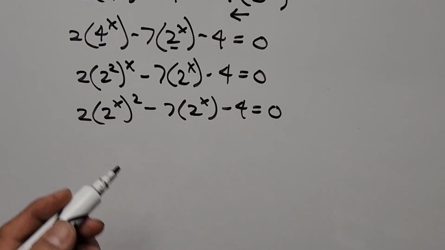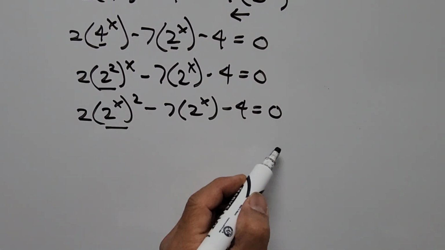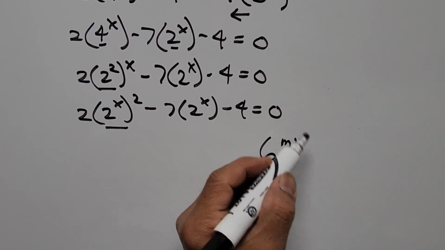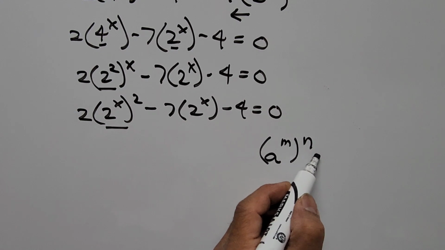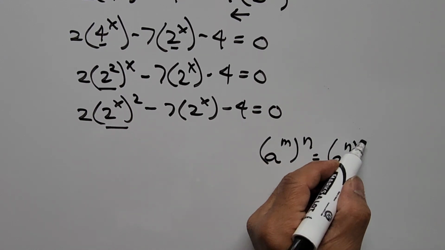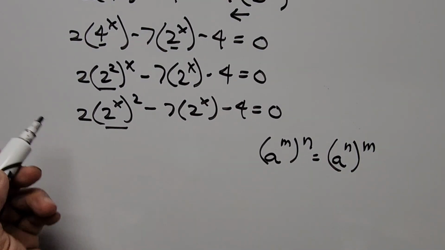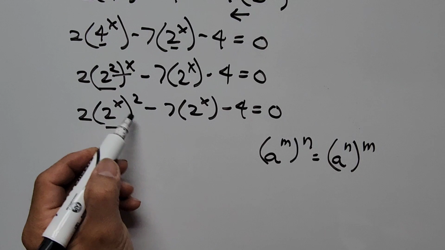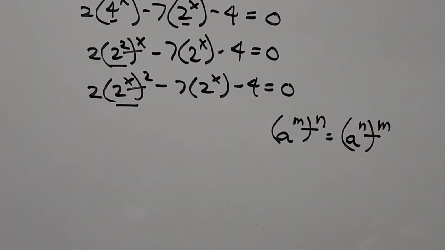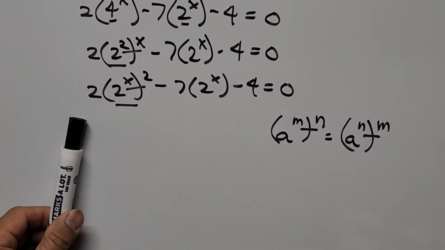For the first term on the left of the equation, we use the formula: base a raised to the power of m, raised to the power of n, is equal to a raised to the power of n, raised to the power of m. Back to our equation, if you notice, the exponents are switched, right? The same way on here. And so the equation is now transformed into a quadratic equation.